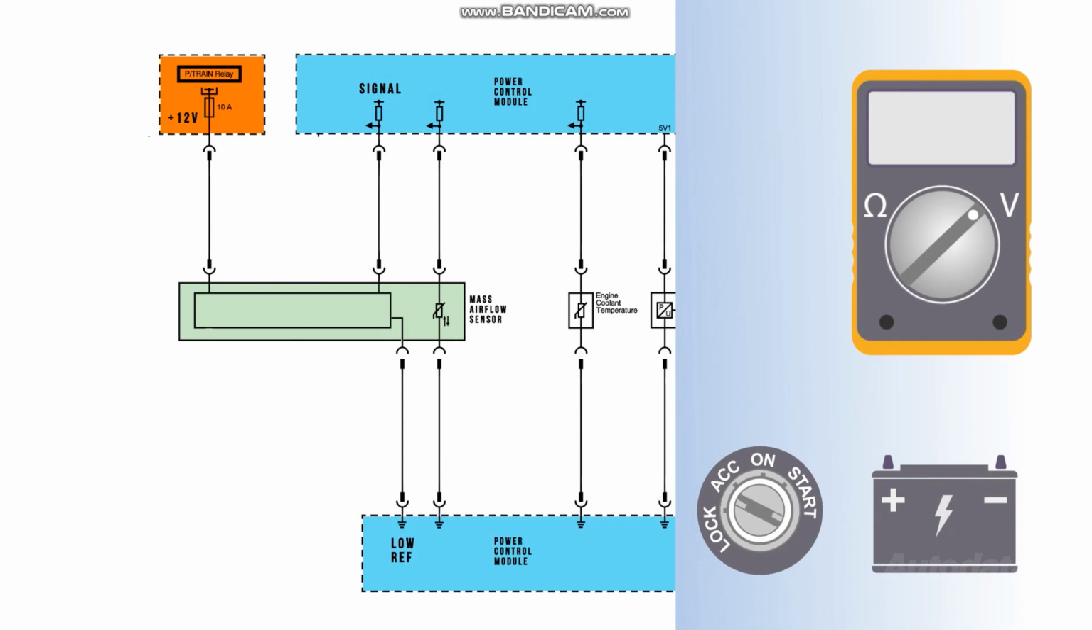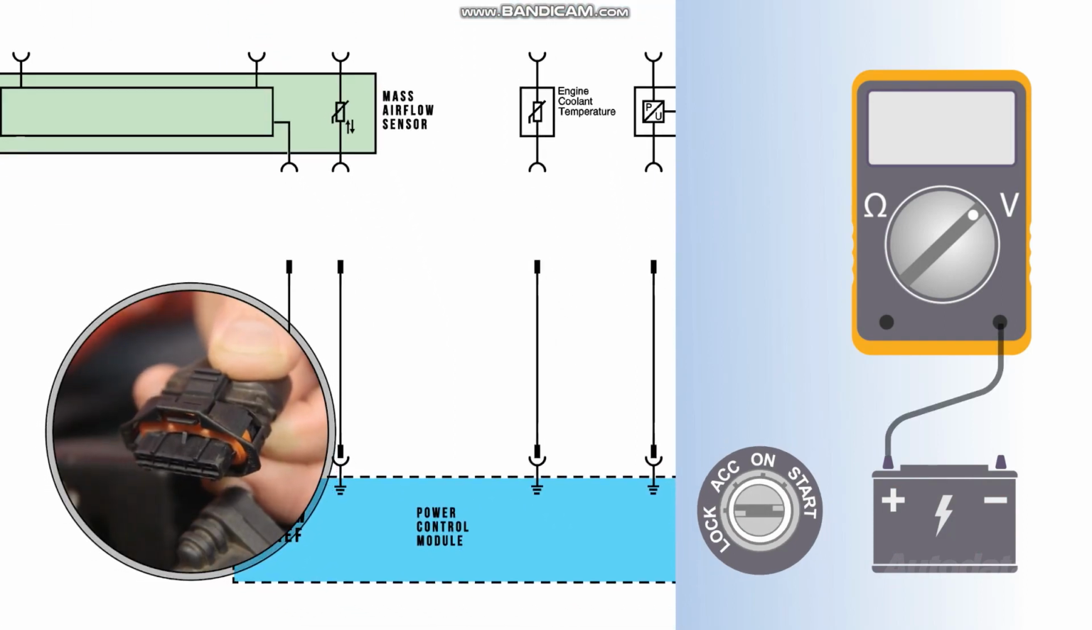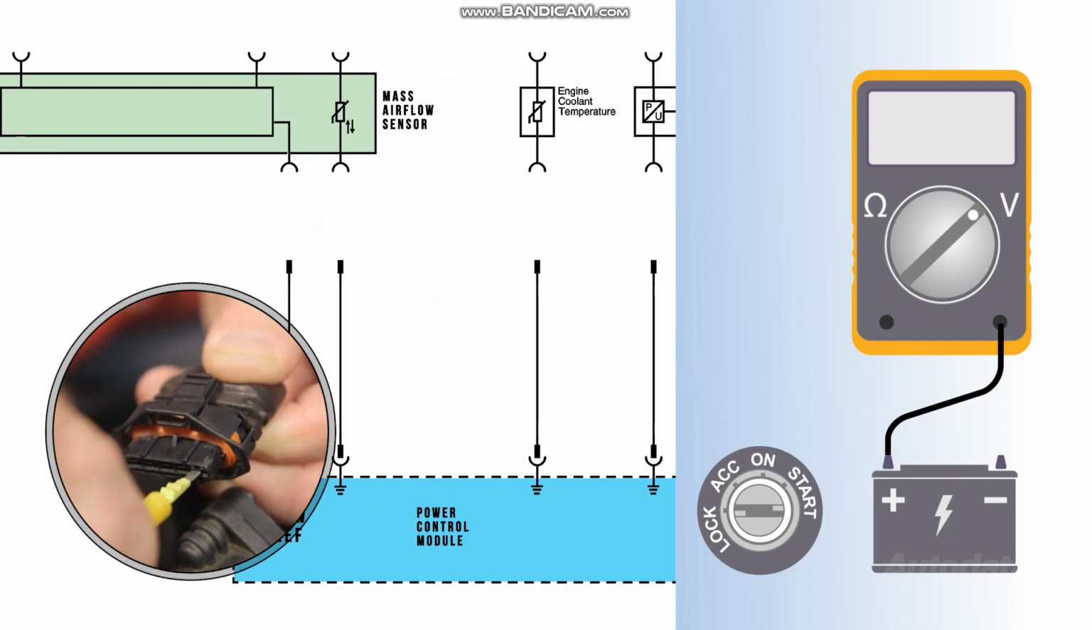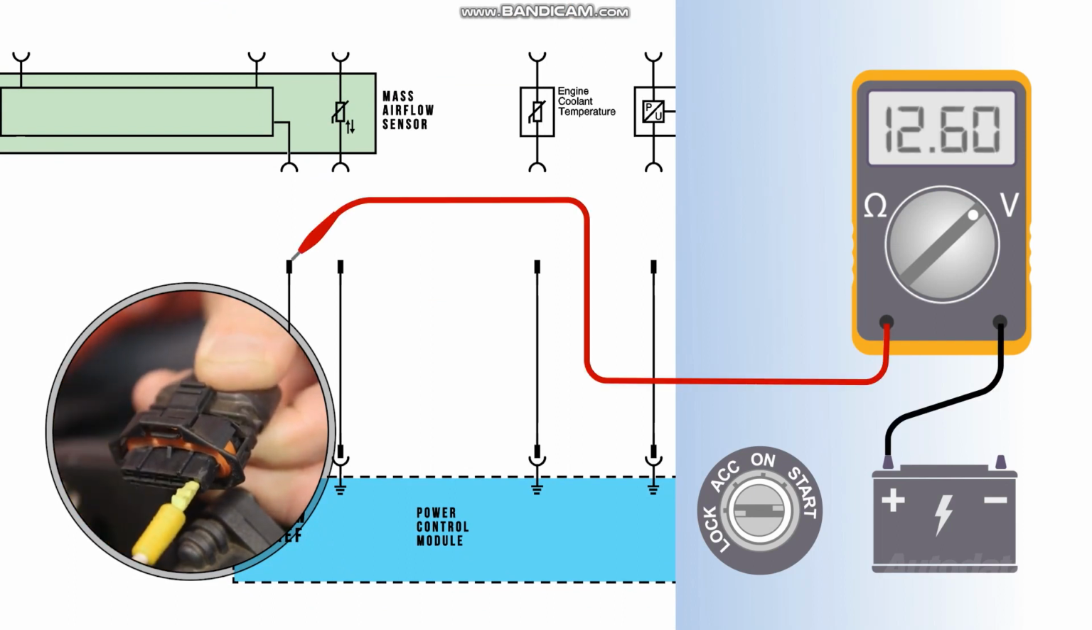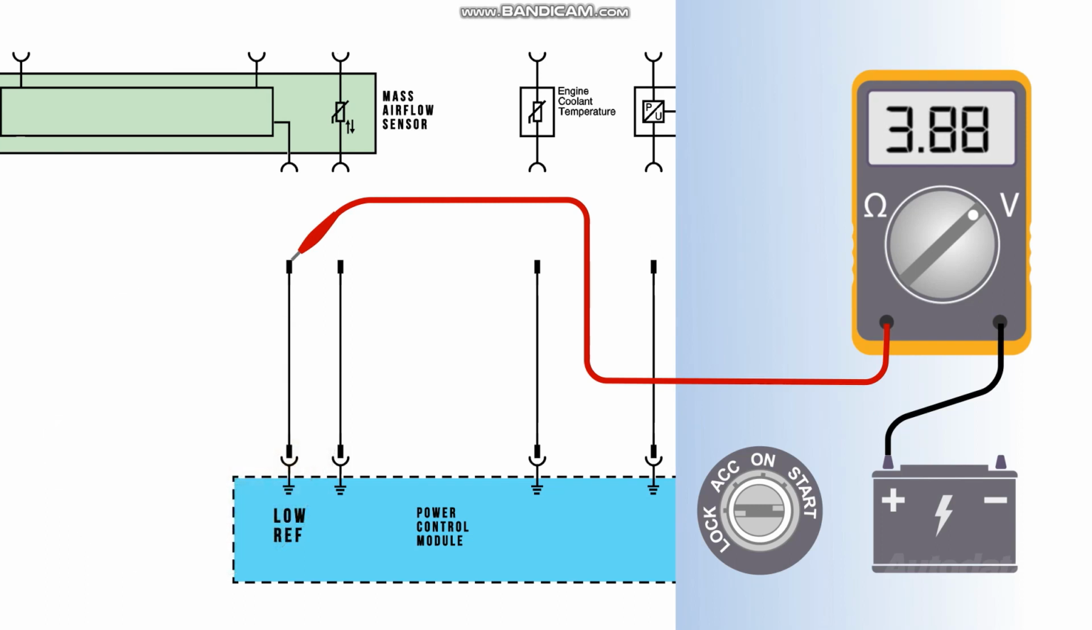With the ignition off, disconnect the MAF sensor connector and attach the meter between battery positive and the low reference terminal in the harness connector. You should see battery voltage displayed. If the meter displays 0 volts, there may be an open in the circuit.